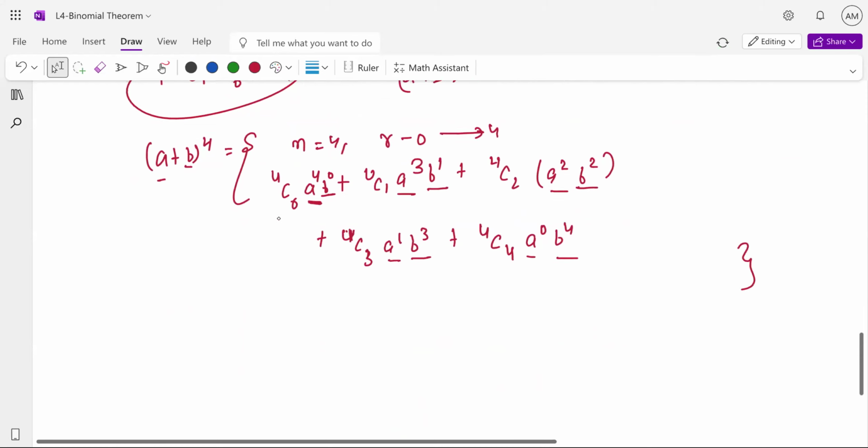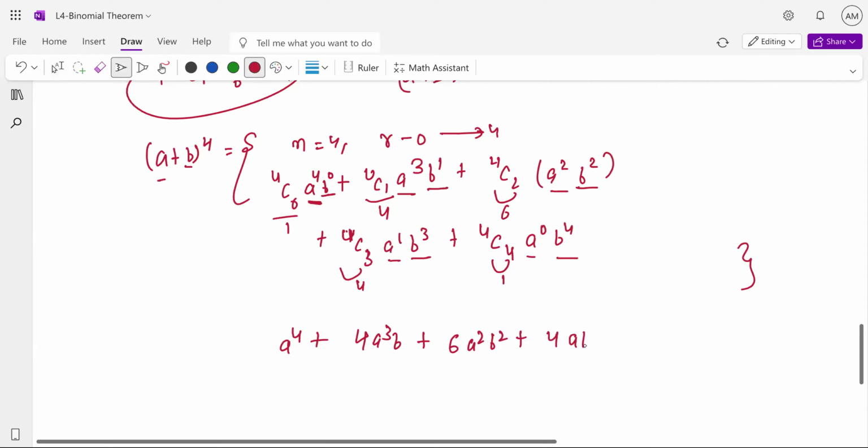Just take all these 1 4 6 4 1. So what will your final answer look like? 1 is there, so we don't have to write that. I can write it as a to the power 4, plus 4 times a cube b, plus 6 times a square b square, plus 4 times a b cube, plus b to the power 4. Right? This is what my final answer looks like.